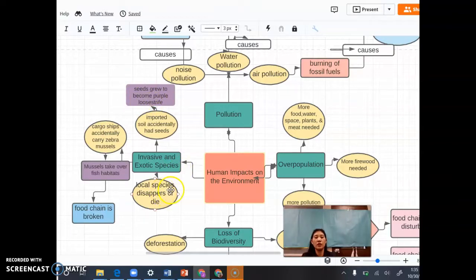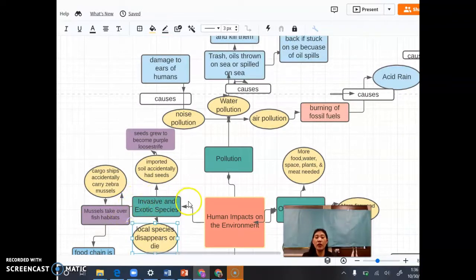What about the local species? They will disappear or even die. What about those mussels in the cargo ships? Sometimes there's an accident, for example, if they carry zebra mussels and the cargo ship capsizes, the mussels will take over the fish habitats and then the food chain is broken. Those are some of the causes and effects of human impacts on the environment.